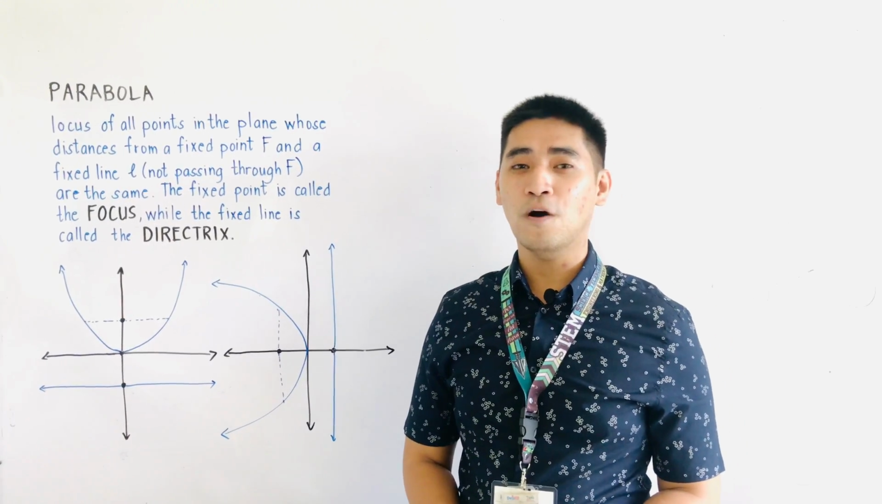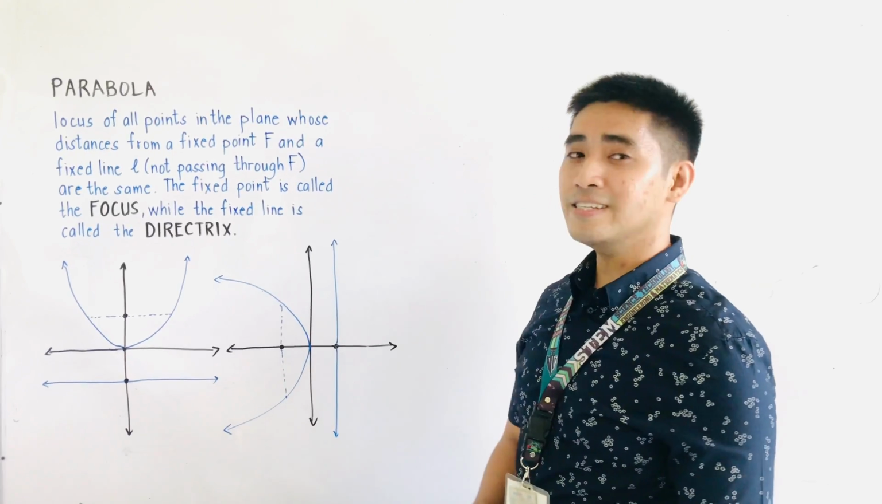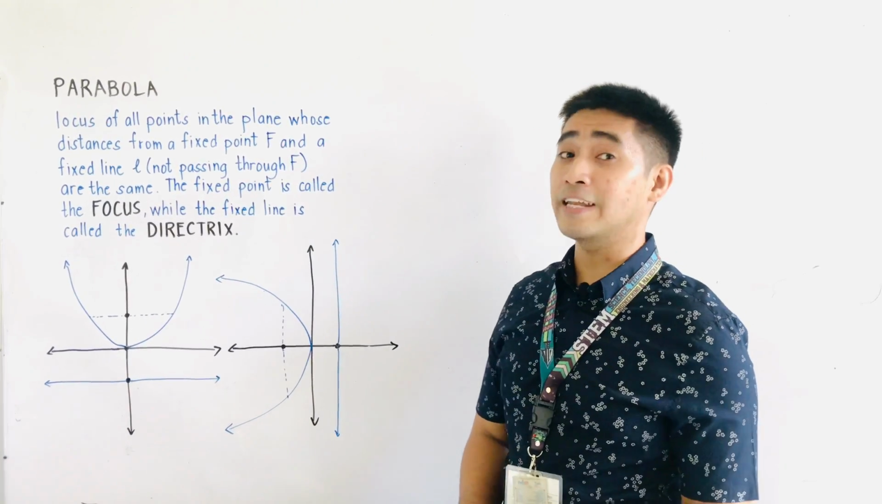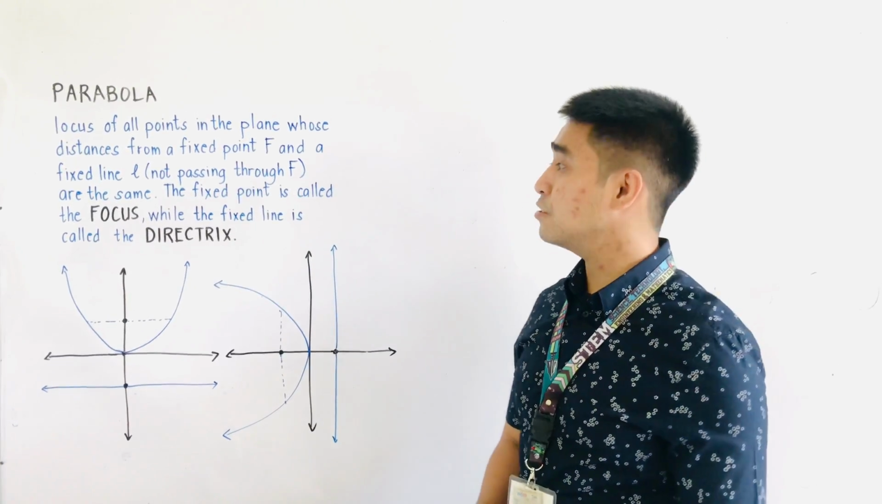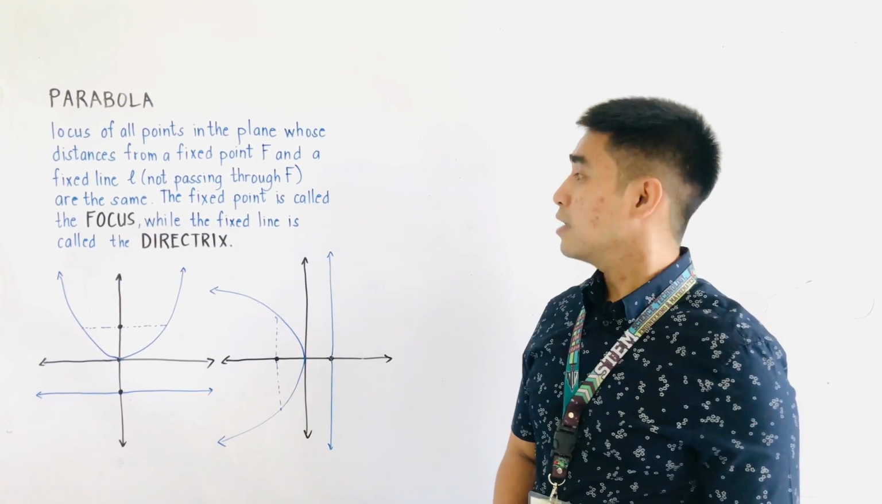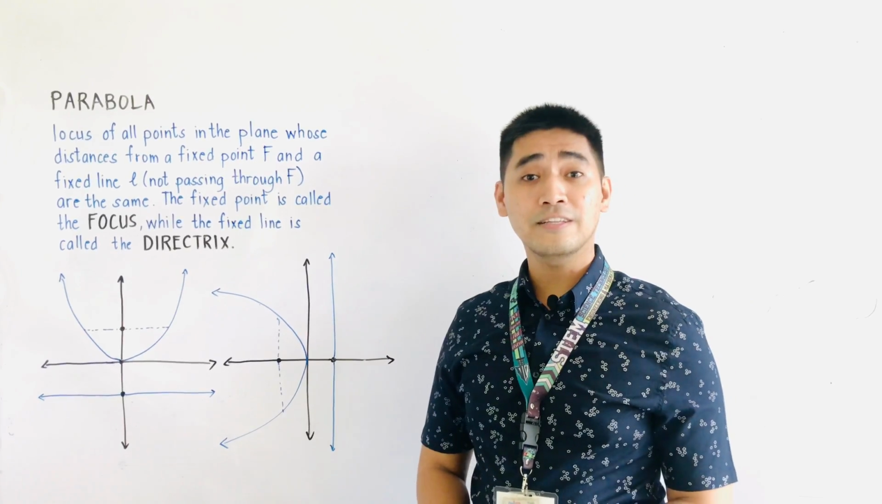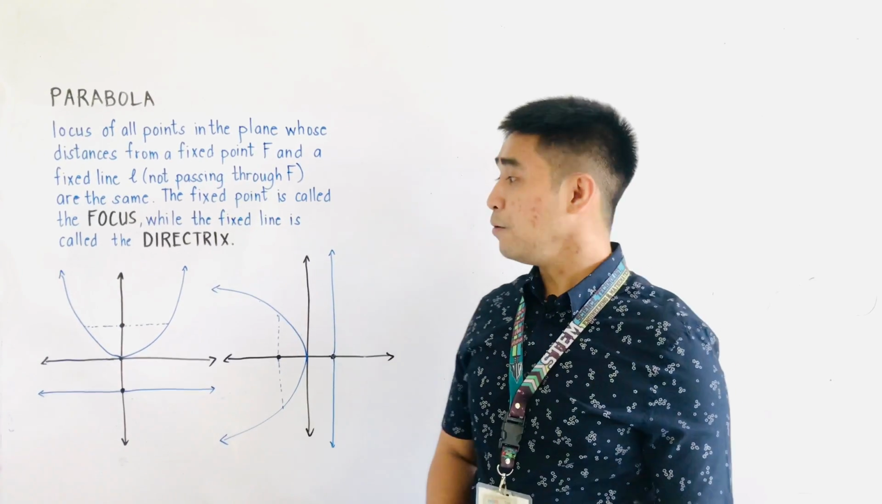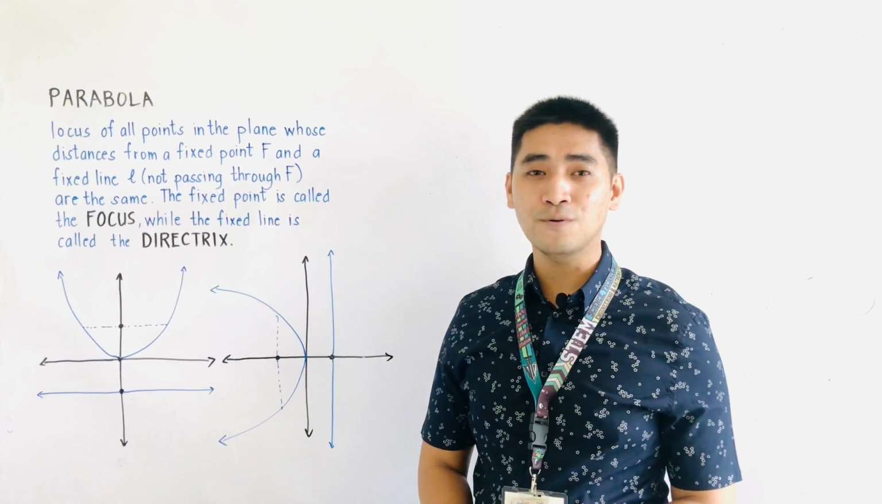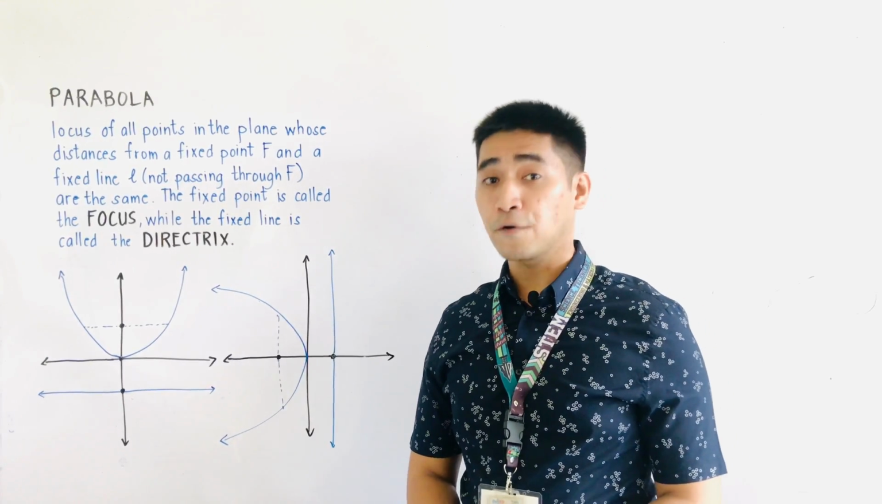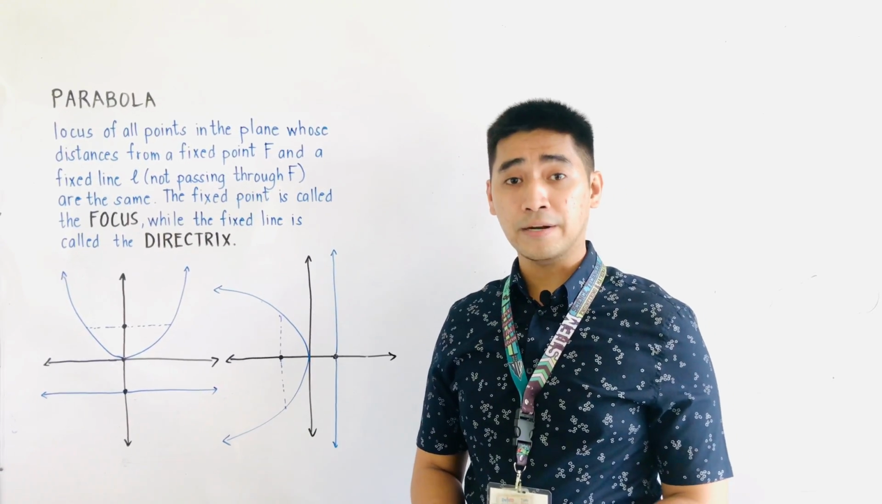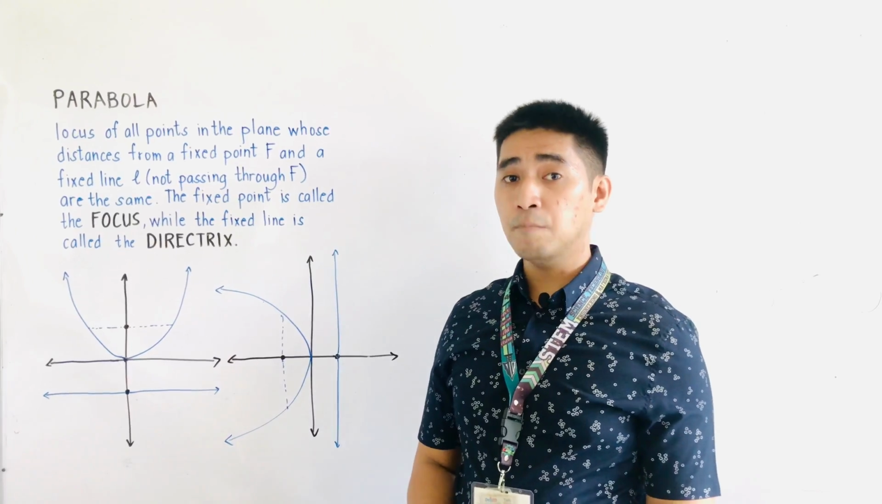A parabola is the locus of all points in the plane whose distances from a fixed point F and a fixed line L not passing through F are the same. The fixed point is called the focus, while the fixed line is called the directrix. So let us now illustrate where we could find the focus and the directrix. But before that, let us first compare the circle to a parabola.